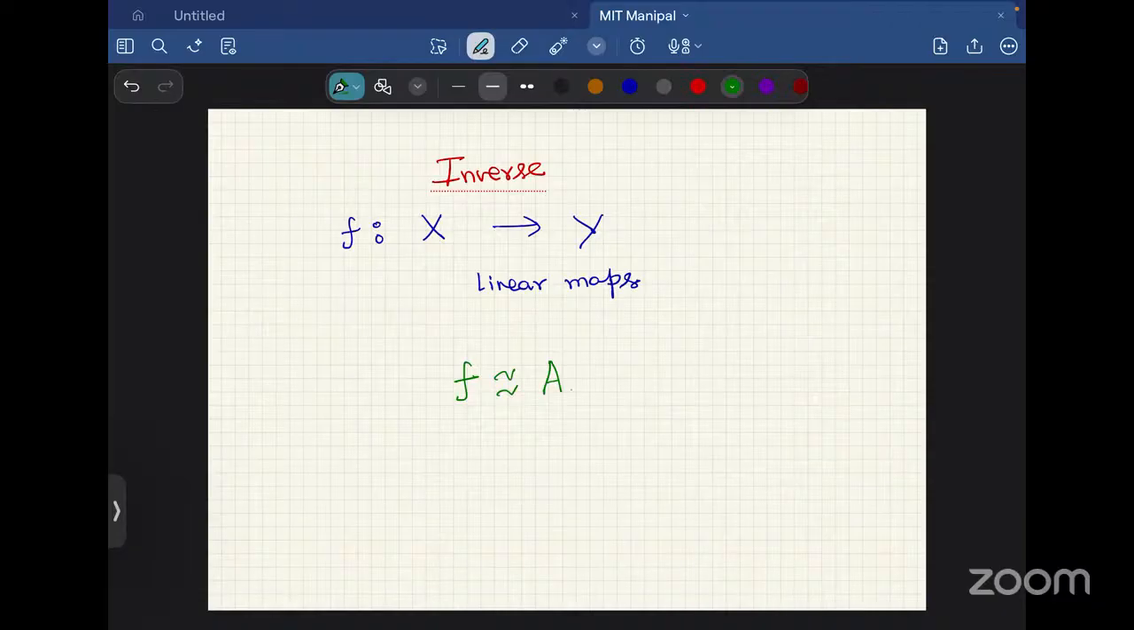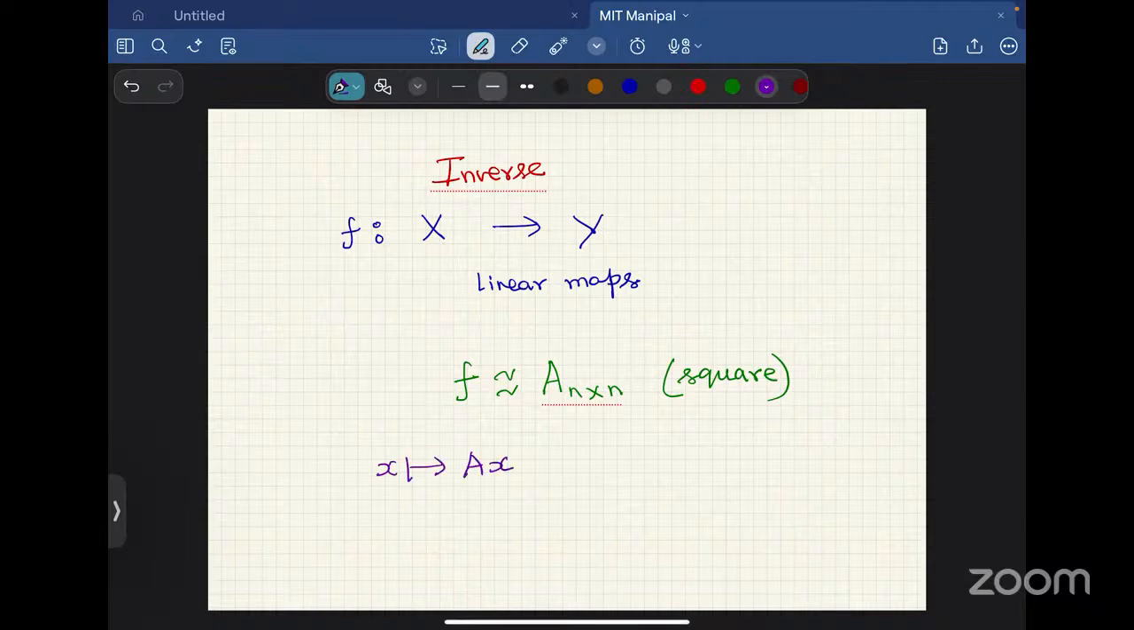At present, assuming that these two spaces have the same dimension, we will get a matrix of order n by n. So we have a square matrix. In general, it is not necessary. Suppose I start with an element x, so we have Ax. Is it possible to come back to the same element we started with? So there comes the concept of inverse.